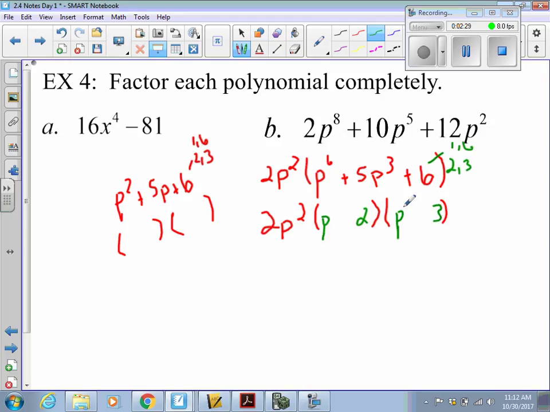Now, if you just multiply p and p, that would only give you p squared, right? So what we need to do is make sure the exponents on our p's add up to 6. Well, the number that does that is if we had p to the 3rd power. Okay, so whenever you have something very similar to this, you'll always have p to the 3rd. And so with this, our signs are both going to be plus. So our final answer here is 2p squared times p to the 3rd plus 2 times p to the 3rd plus 3.